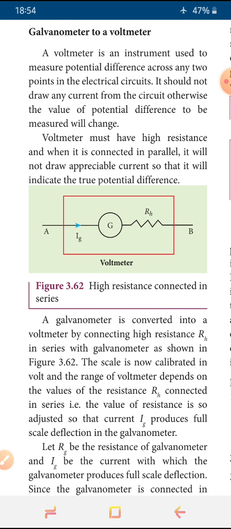So the galvanometer is used to measure a small amount of current. So the deflection is very sensitive. We have discussed everything. And here we are converting it into a voltmeter by this simple method.